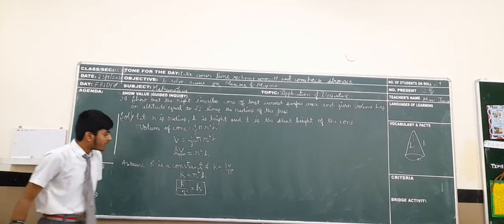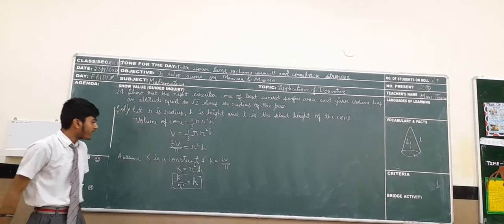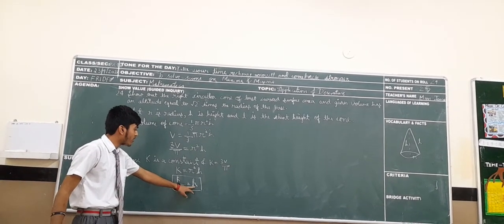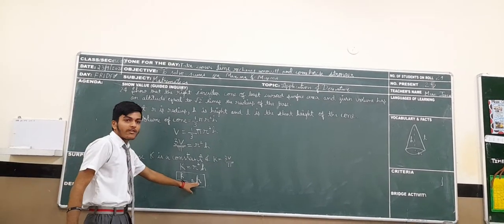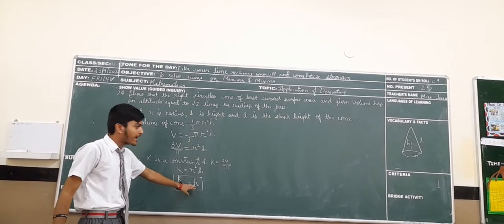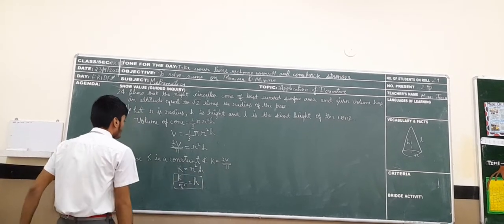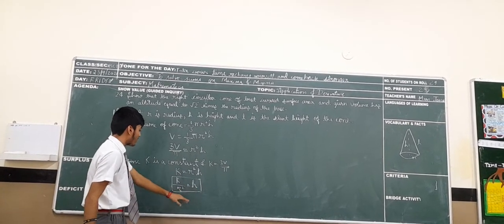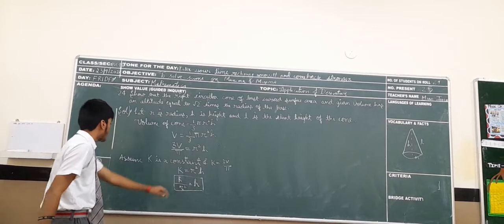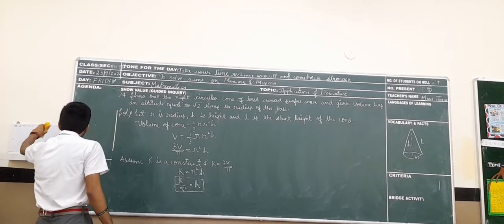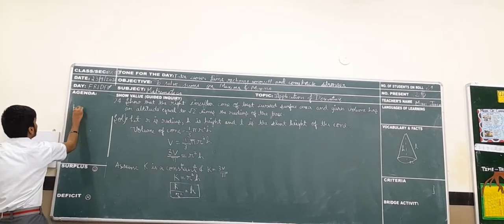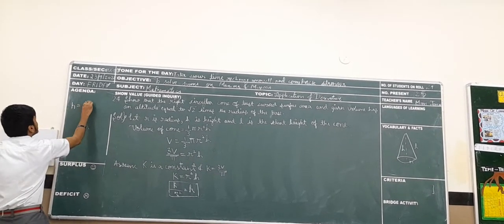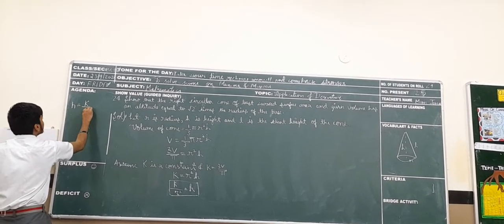Now some of you may have a doubt about why we are finding the value of h. In the further calculation we need the value of h to find the slant height of the cone. So because of that reason we are finding the value of h. Now this value we need, so I am writing it, h square.